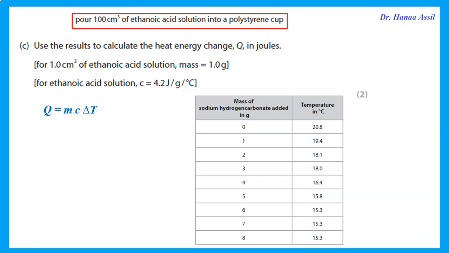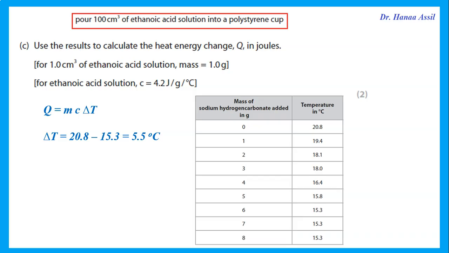I'm going to point out that the fact that you have in that question that it says 1 centimeter cubed of ethanoic acid, mass is 1 gram, this is not the mass you're going to put in m. This is just telling you that the volume is the same as the mass because the density of the solution is taken as 1, as if it is pure water. So any volume of solution is the same as its mass in grams. So 100 centimeter cubed is the same as 100 grams.